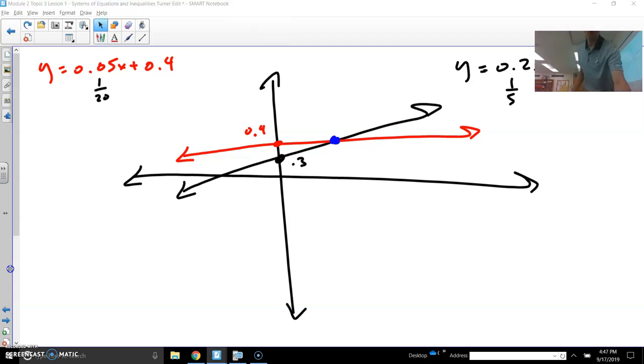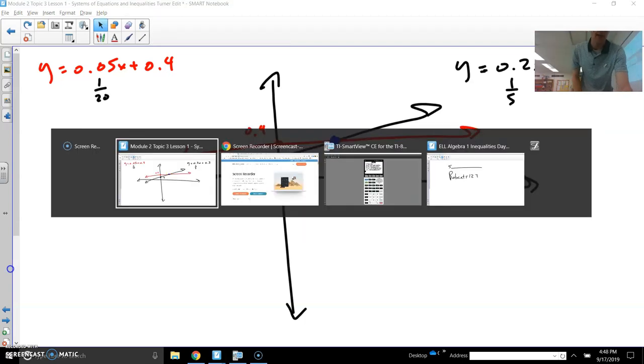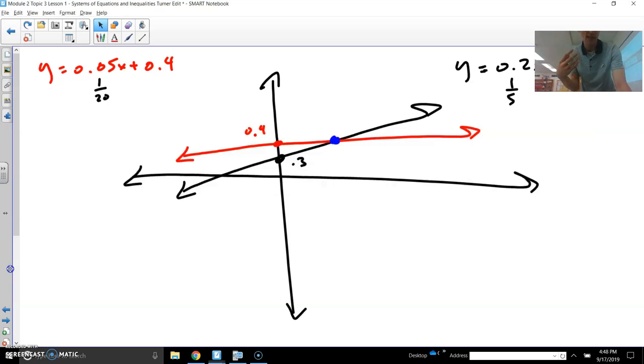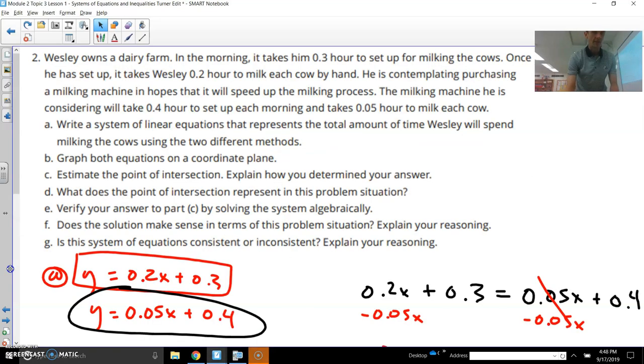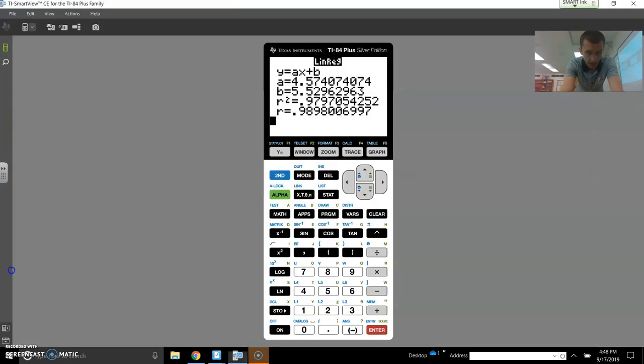So that would ultimately tell me where their times are the same. How many cows does it take for them to really calculate the same amount of time? So it says, let's estimate that point of intersection. And so I did something a little better. I went ahead and graphed it.